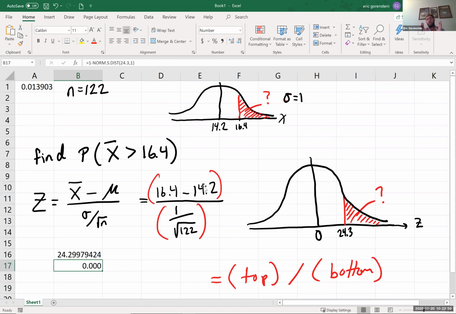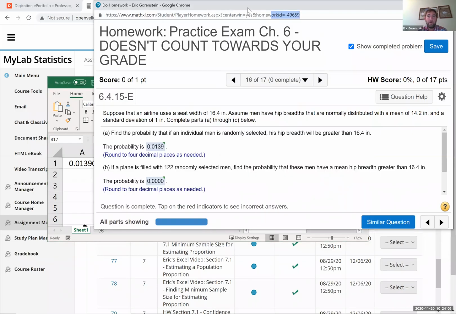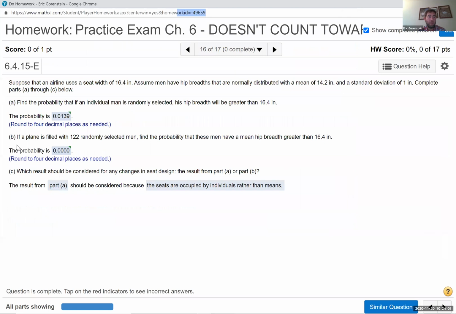So keep in mind, for the regular normal distribution problems, when we're talking about one individual object or person, you have the option to use either one. As soon as you see the words find the probability of a mean, like here in part B, if the plane is filled with 122 randomly selected men, find the probability. So if you see the word probability and mean in the same statement, that's telling you it is a central limit theorem problem.